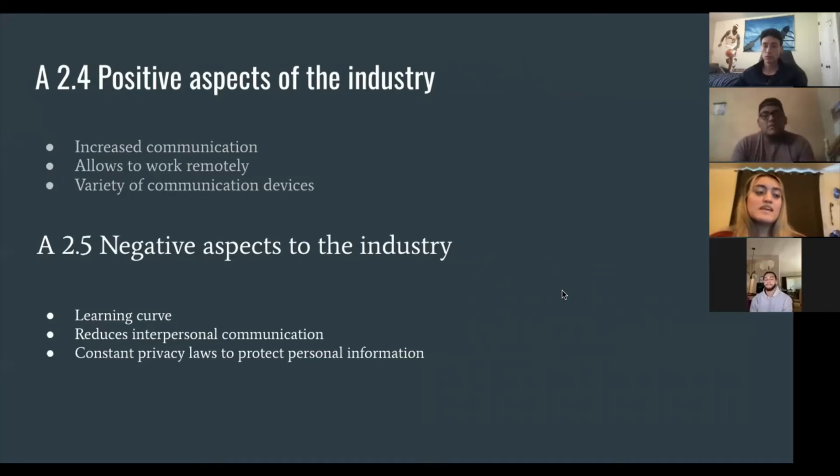to be met. For negative aspects, the technology industry has also been a learning curve for many due to the constant innovation within our devices. There can be reduced interpersonal communication because we adjust to communicating behind a screen instead of with others. The innovation of new smartphone technology can come with new privacy laws and policies that may need to be implemented to protect users' personal information.